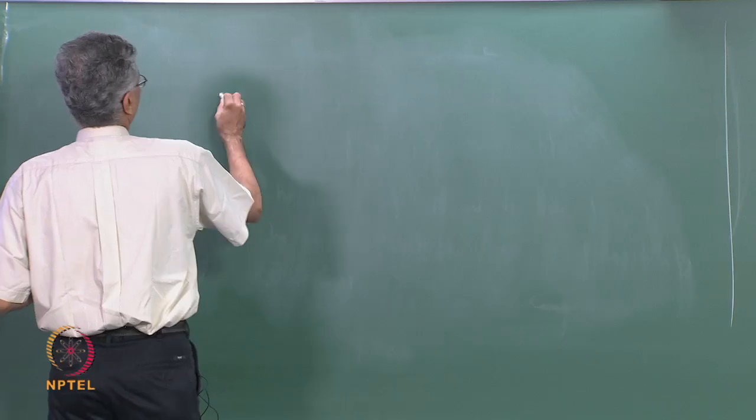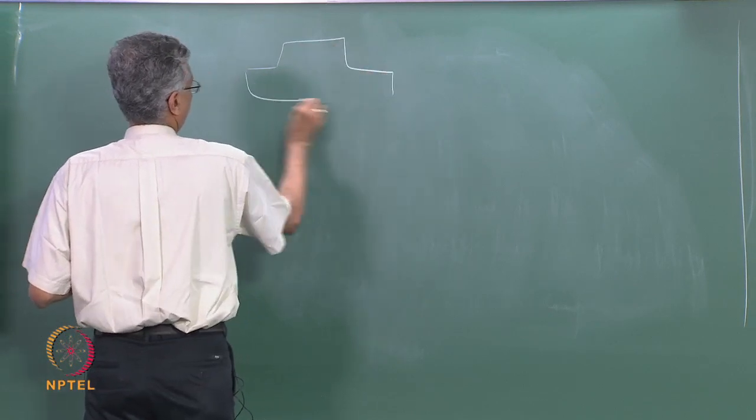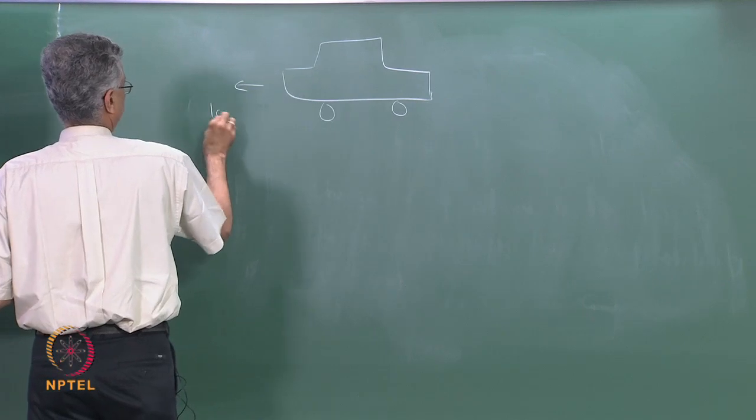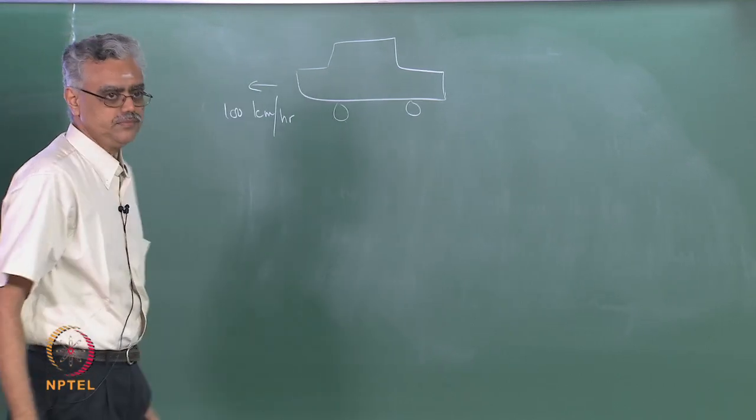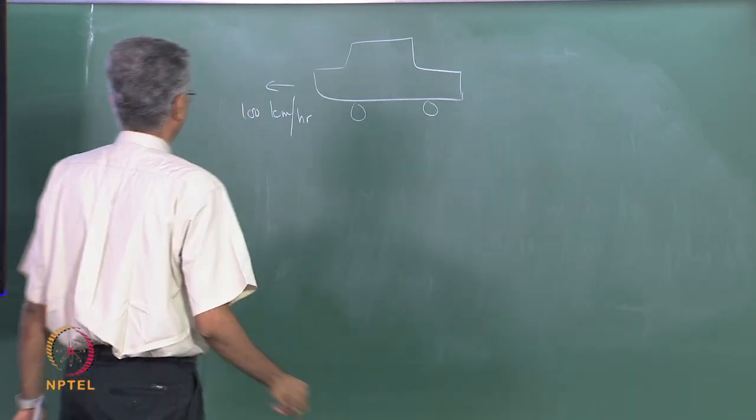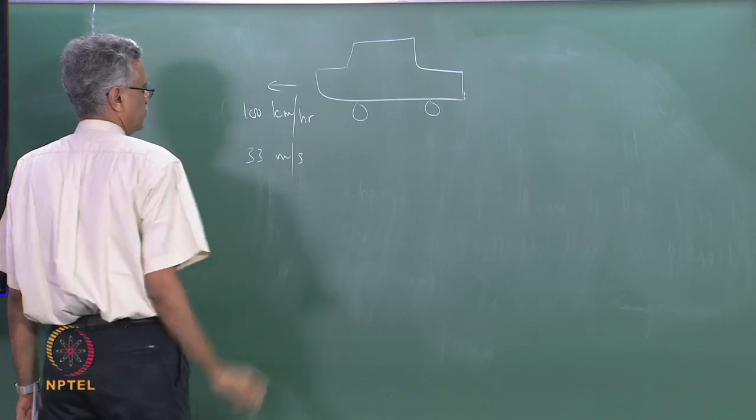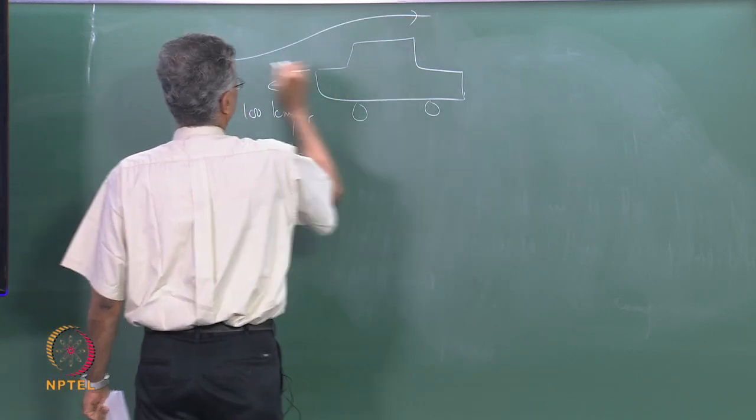So let us say that you are moving in an automobile. So this is moving at a speed of, let us say, 100 kilometers per hour, right, which works out to roughly about 33 meter per second, roughly, right. So the air flows around the automobile, right.